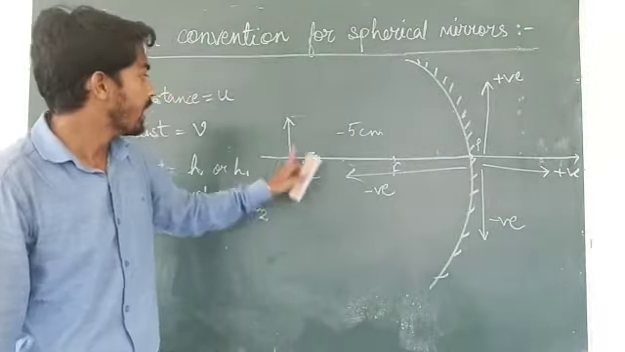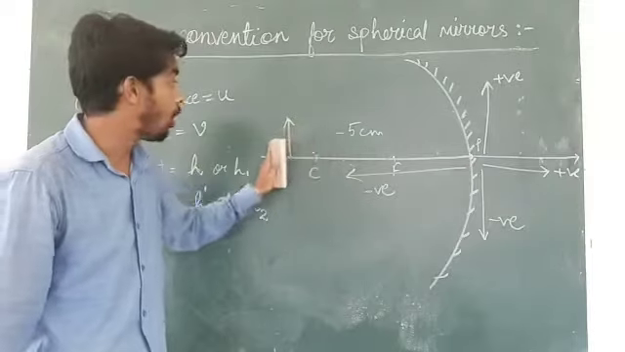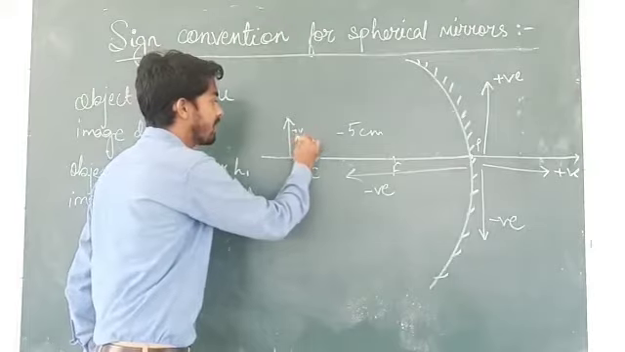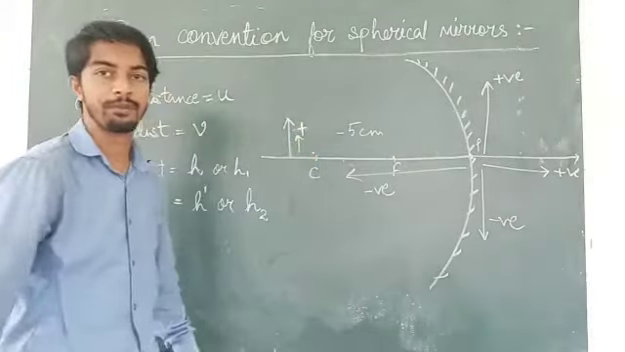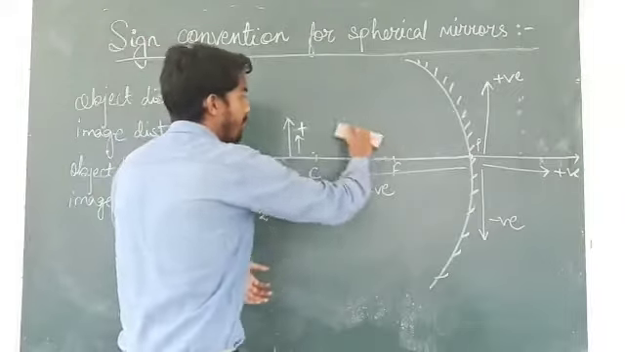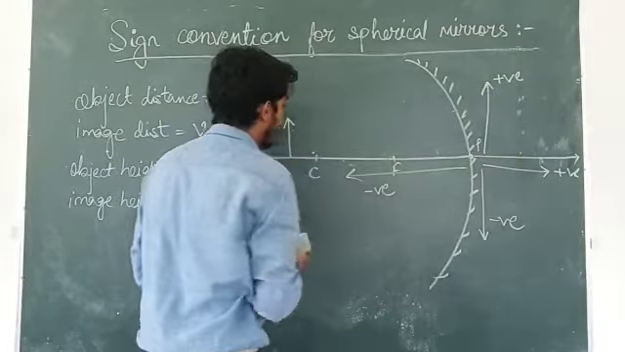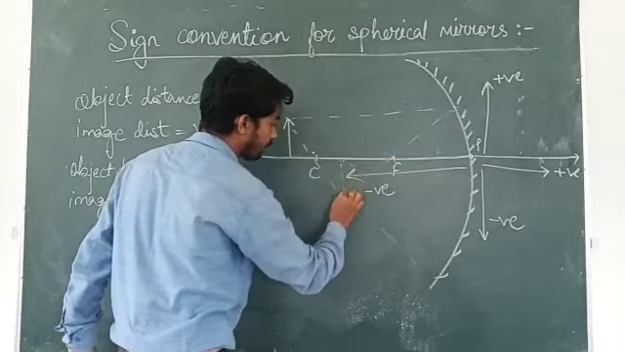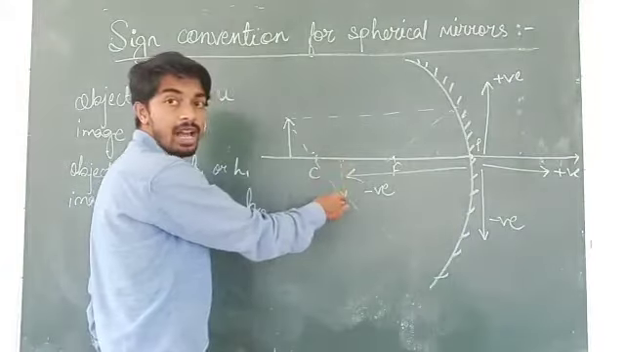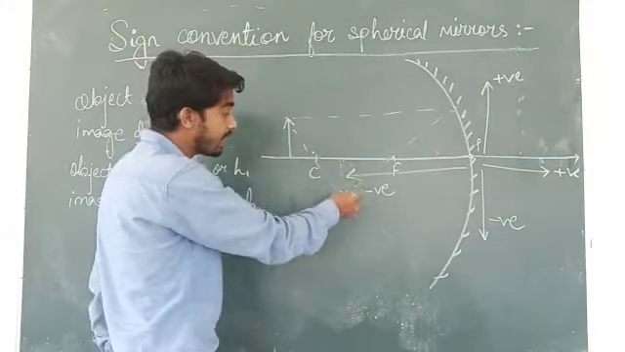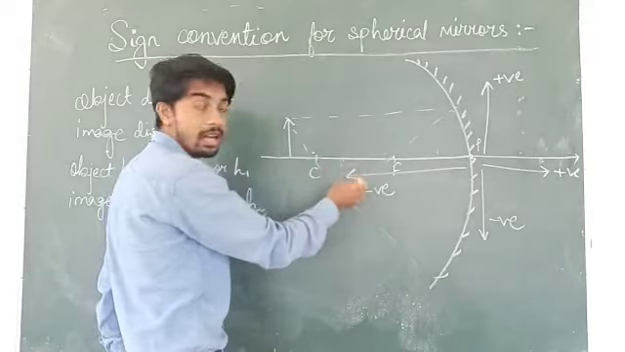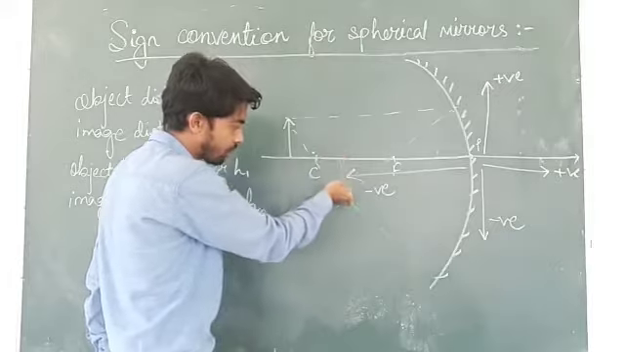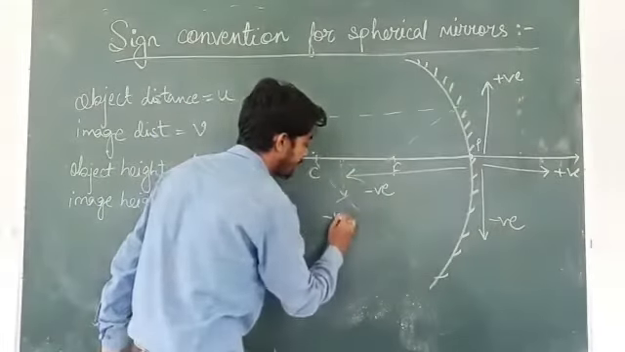So if I am taking the object height, the object will be upright, so the object height will be taken as positive. Means in this direction, it will be positive. For example, after the reflection, the image is formed somewhere here. Then the image is upside down or inverted. In that case, we'll take the measurement from the principal axis to the tip of the image. The image is going down, so the height of the image will be taken as negative.